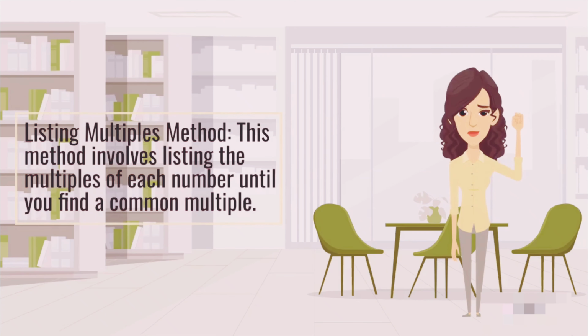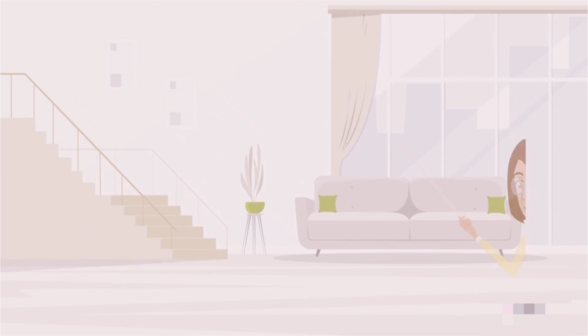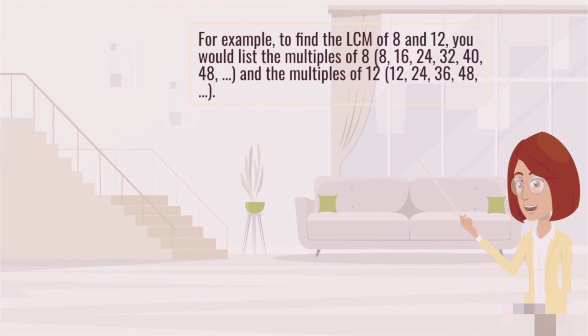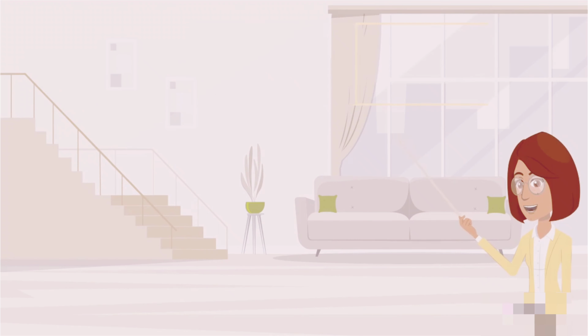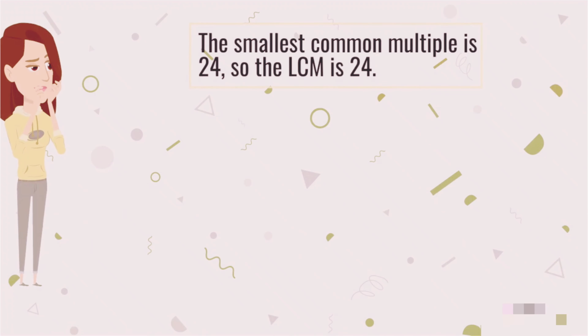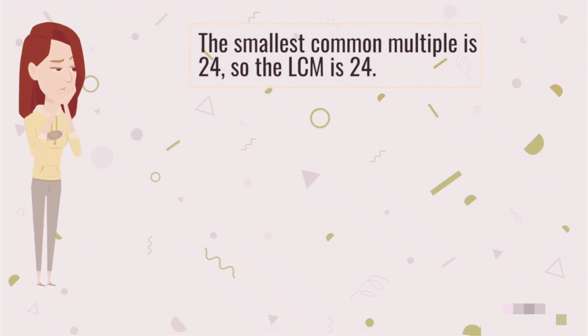Listing multiples method. This method involves listing the multiples of each number until you find a common multiple. For example, to find the LCM of 8 and 12, you would list the multiples of 8: 16, 24, 32, 40, 48, and the multiples of 12: 24, 36, 48. The smallest common multiple is 24, so the LCM is 24.